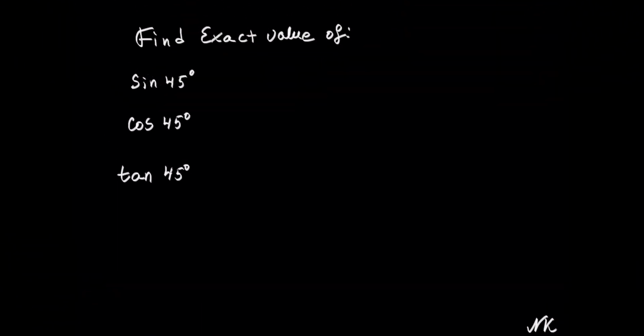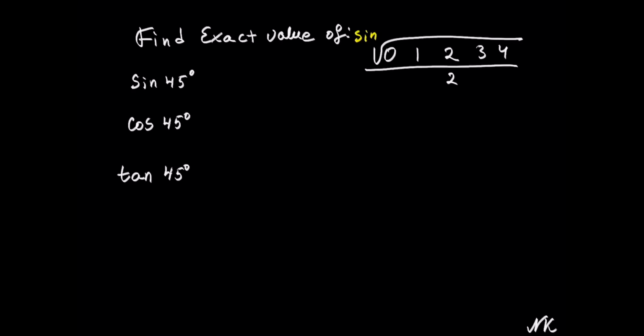In this example, we need to find exact value of sine of 45 degrees, cosine of 45 degrees, and tangent of 45 degrees. So let's begin with the reference table. 0, 1, 2, 3, 4. Take a square root and divide everything by 2. Reference for sine goes from left to right, so we have 0, 30, 45, 60, 90.